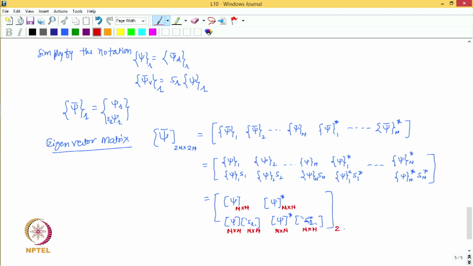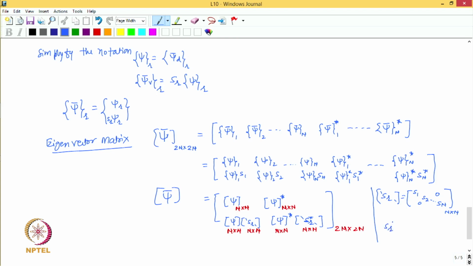And this makes up the complete 2n by 2n eigenvector matrix. So, this is basically the structure of the eigenvector matrix. And also in this case the matrix of eigenvalues, S_R, is a diagonal matrix of S1, S2 going up to Sn with non-diagonal elements 0. It is a matrix of size n by n.